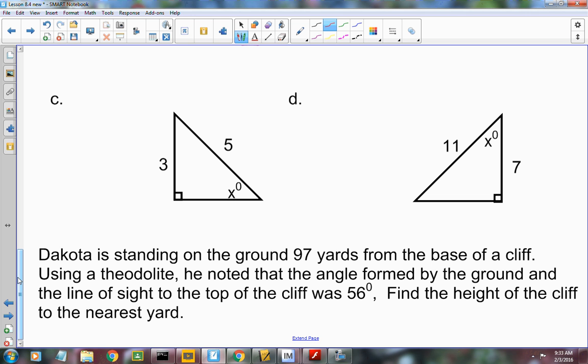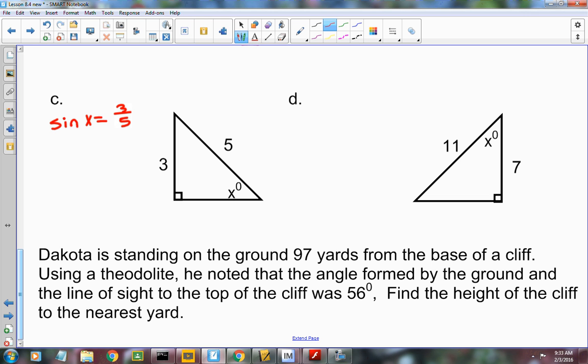All right, so we look at this problem here. We're looking for an angle, and you have to look at what you have in regard to it. We have the opposite, and we have the hypotenuse. Opposite and hypotenuse is what? Sine. So we take the sine of x, and that is opposite over hypotenuse.